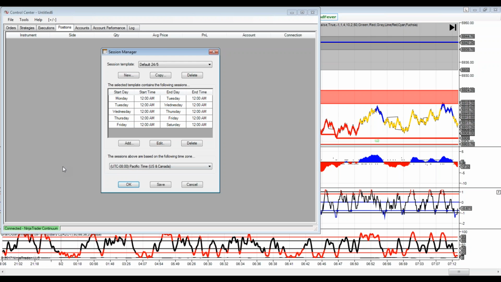That means that every day, Monday through Friday, my session starts new at midnight my time. That's 3 a.m. Eastern. So if you want yours to sync up to mine, that's what you need. Then you can save this. You can either save it as your default 24/5, or you could copy it and rename it. You could call it default 24/5 Big Band and save it.